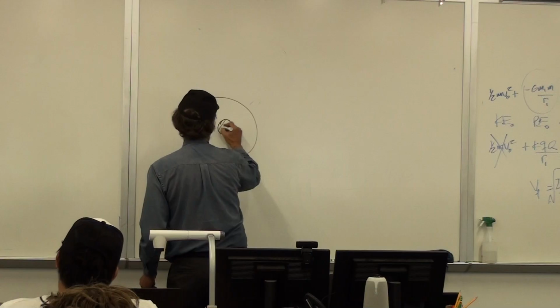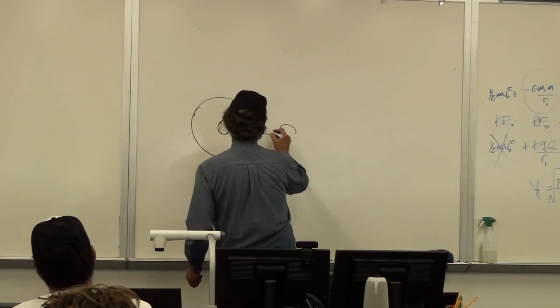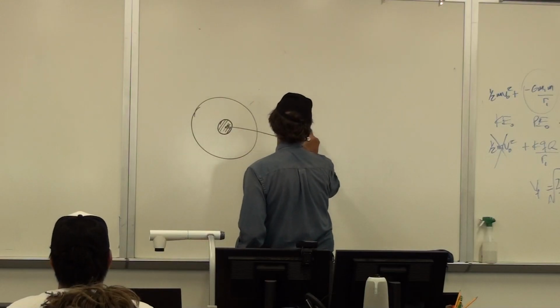All right, so this next example, let's say we have a spherical shell, and we have charge on the surface of this conducting sphere.